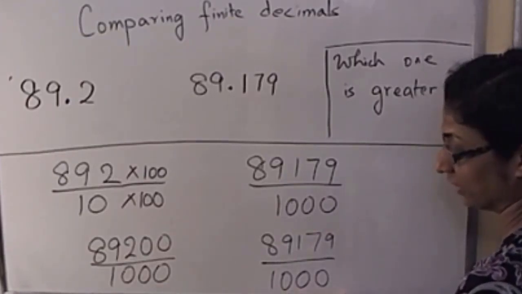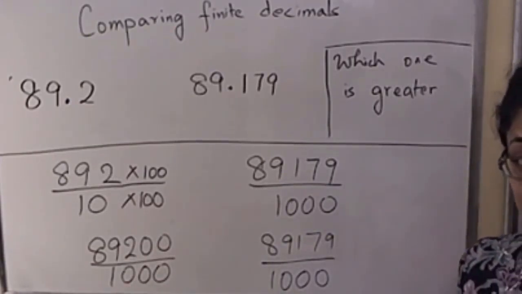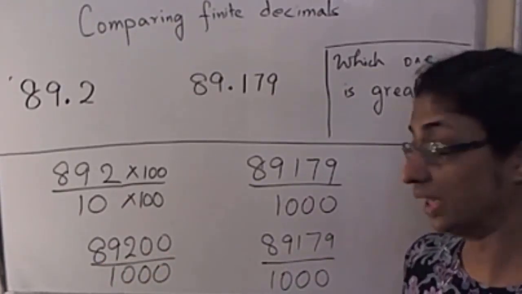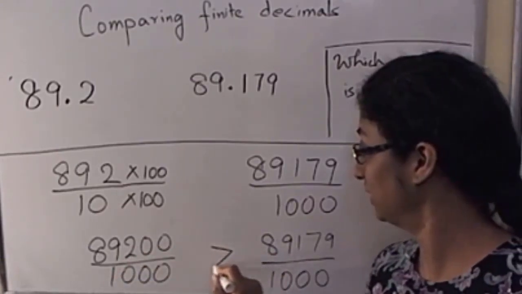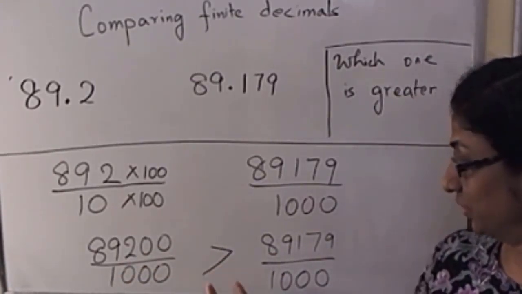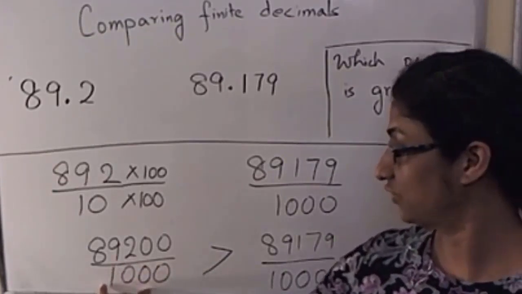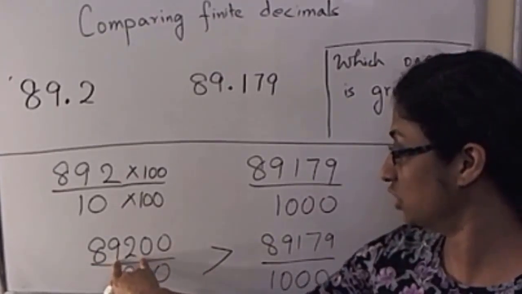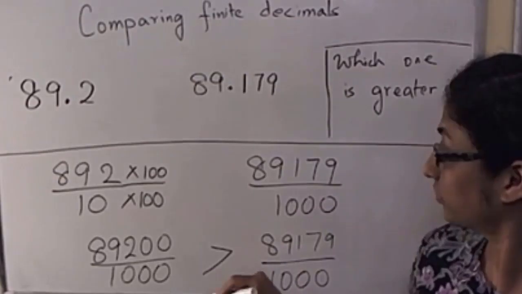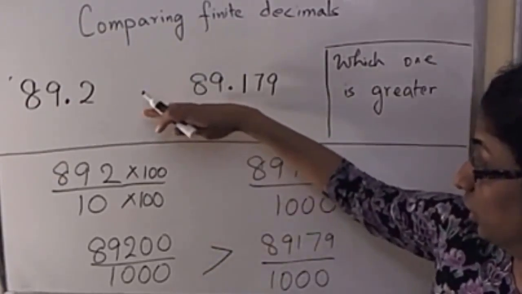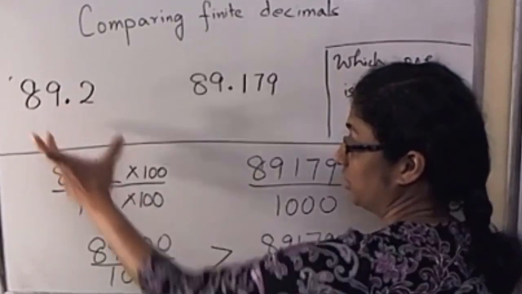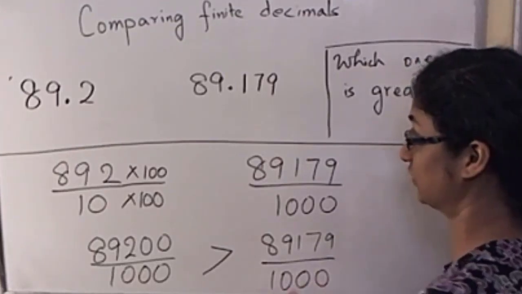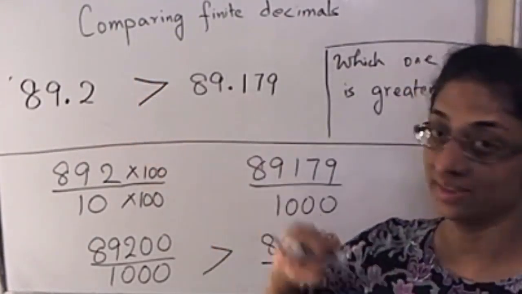Both these fractions have 1000 in the denominator, and so it simply becomes a matter of comparing the numerators, which are whole numbers, and you know how to do that. So very easily you will see that this is how we place the inequality sign. This fraction is greater than this fraction because they have the same denominator, and this numerator is greater than this numerator. And now we take this logic over here, and since 89.2 is exactly same as this fraction, and this 89.179 is exactly same as this fraction, we may comfortably place this sign here.